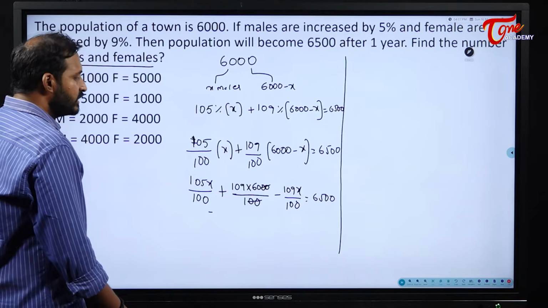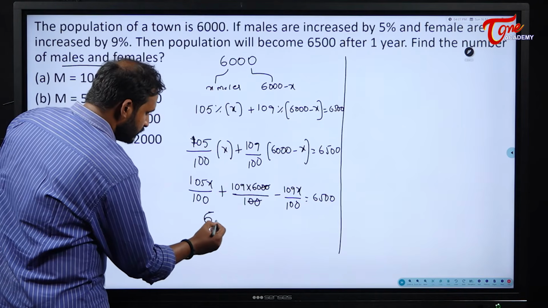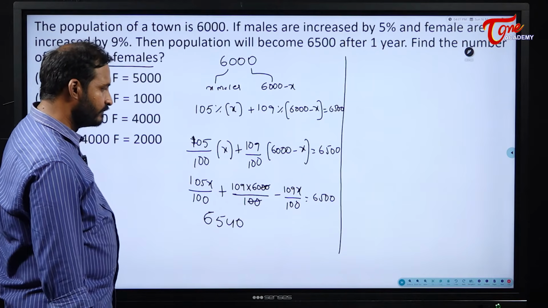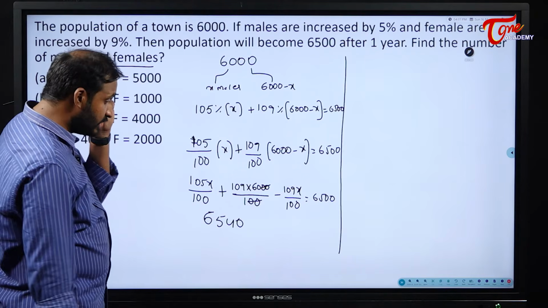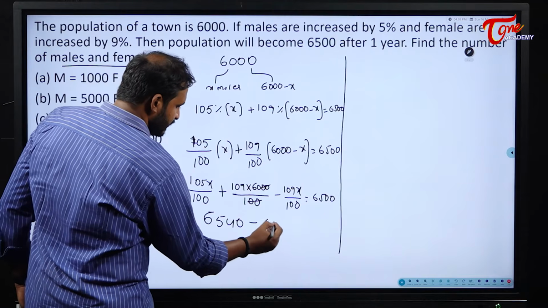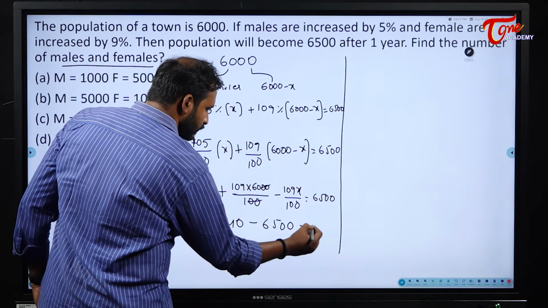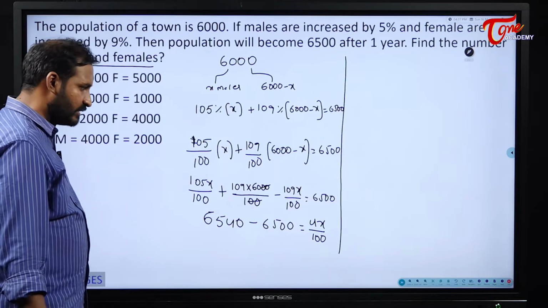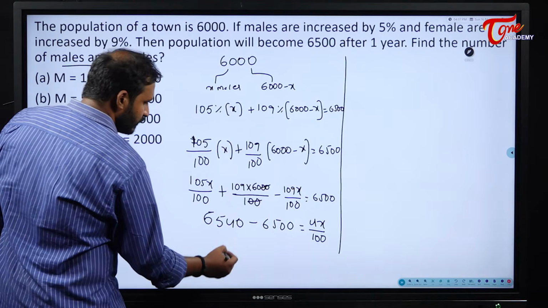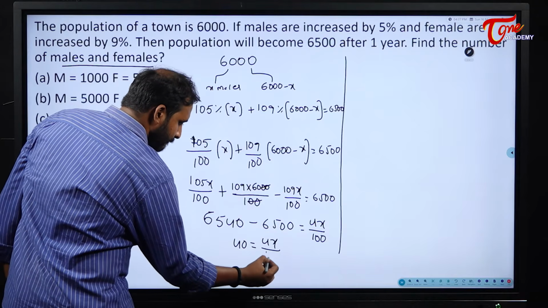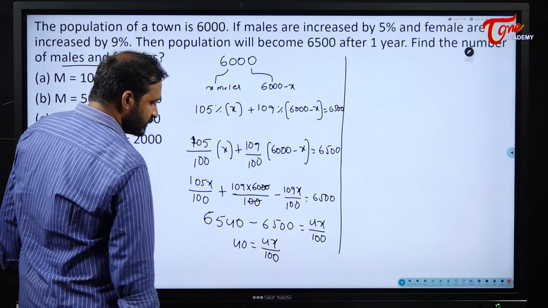109 times 6, what will you get? 654. 654 and 0. Why? Because 0 is there for me. Minus 6,500, that is equal to 4x by 100. Now please see here, what will you get here? 40 is equal to 4x by 100.